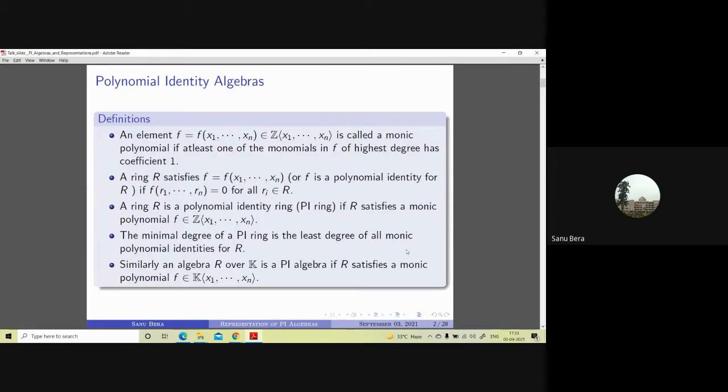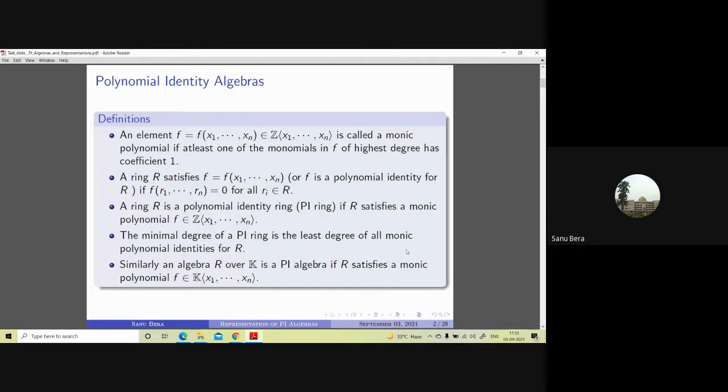Then R satisfies some monic polynomial over the field K, where polynomials mean polynomials with non-commuting indeterminates. The minimal degree of a PI ring is the least degree monic polynomial that R satisfies, and this least degree polynomial always exists. One remark on the definition of polynomial identity ring: no degree one polynomial can be an identity of any ring. Since our ring is non-trivial, the minimal degree is at least 2.